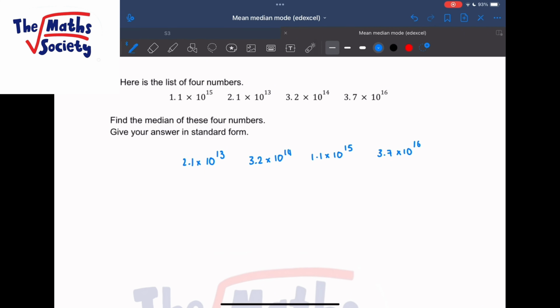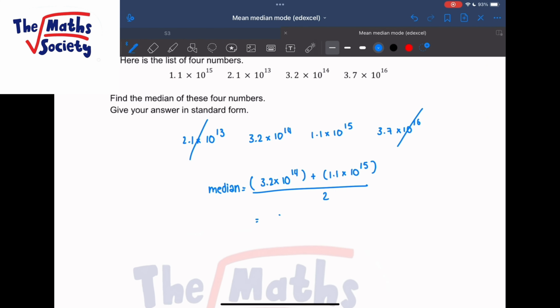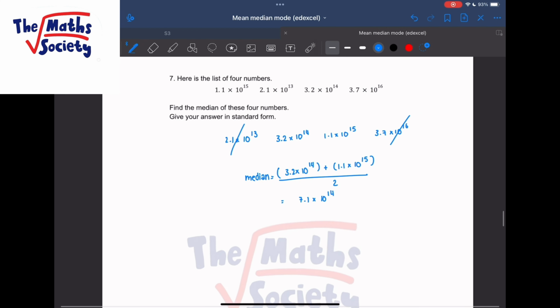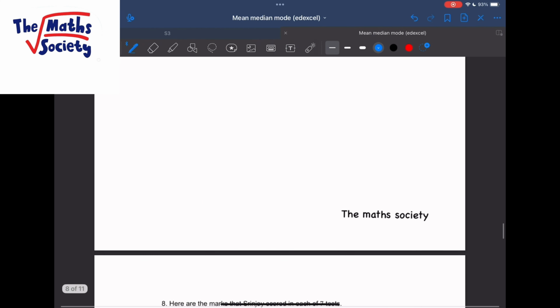So median, the 2 middle numbers divided by 2, so that's 3.2 multiply 10 power 14 plus 1.1 multiply 10 power 15 divided by 2, which you will get 7.1 multiply 10 power 14, and that is your median. And then we'll move on to question number 8.